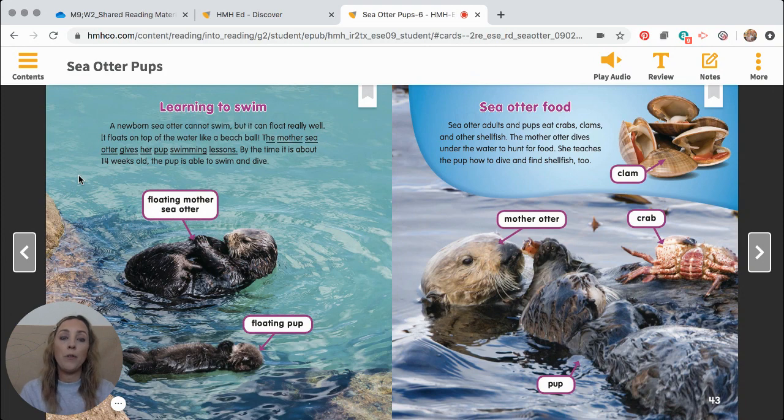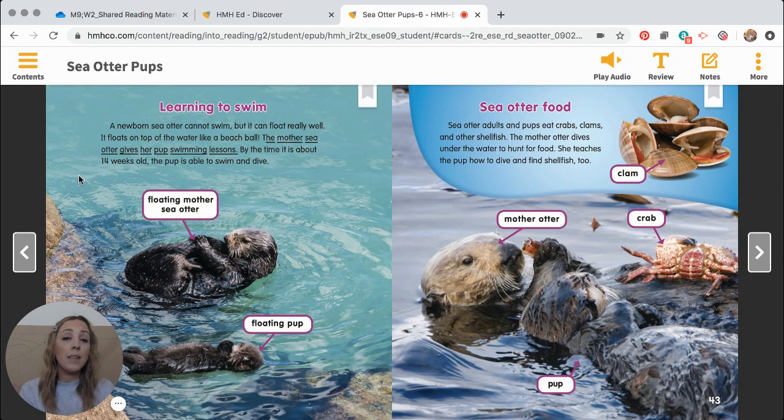Sea otter food. Ooh, this clue in the heading is going to tell me a little bit about how a sea otter may use their habitat, maybe other sea creatures in the ocean, to gather food or to help them survive. Sea otter adults and pups eat crabs, clams, and other shellfish. The mother otter dives under the water to hunt for food. She teaches the pup how to dive and find shellfish too.